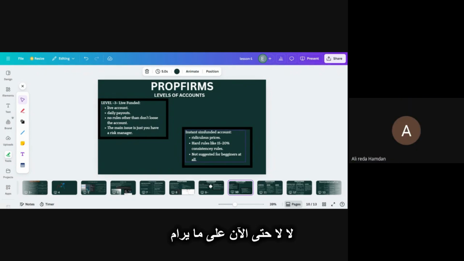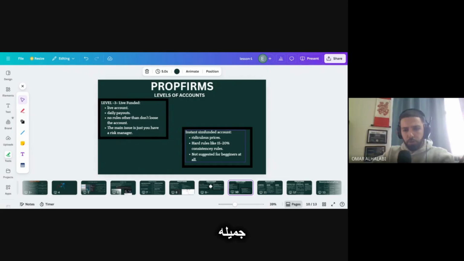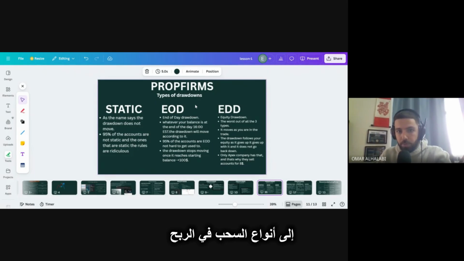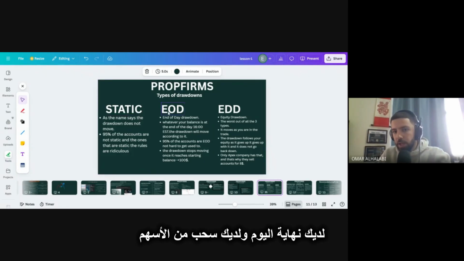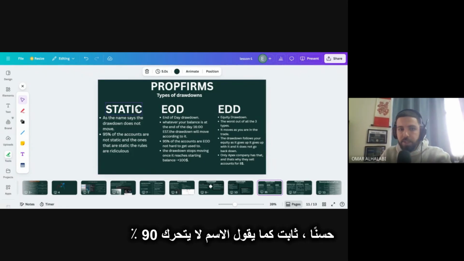No, so far so good. Beautiful. Hella, we're going to get to the types of drawdowns in prop firms. Types of drawdowns, simple, not that hard. You have static, you have end of day, and you have equity drawdown. Okay, static, as the name says, does not move.